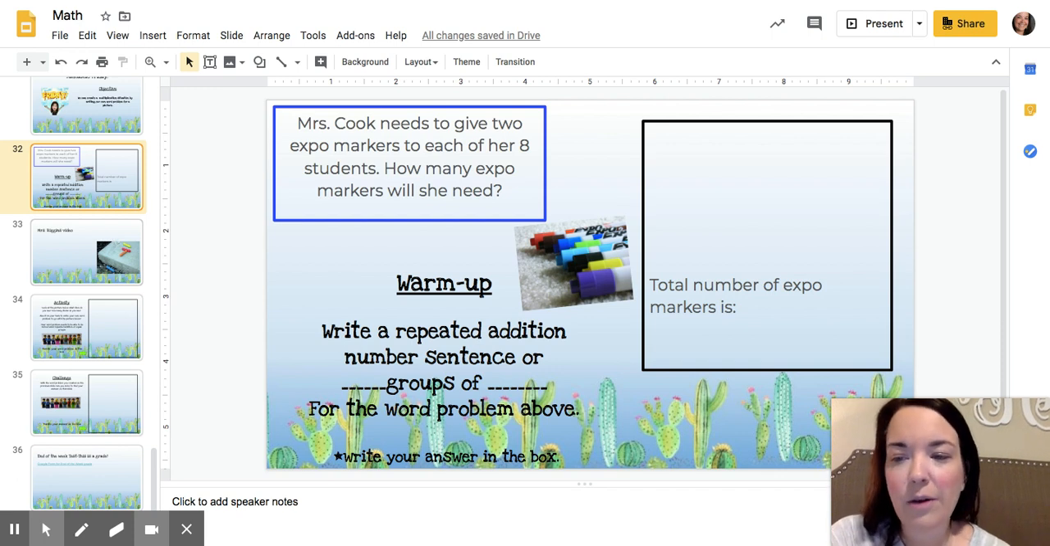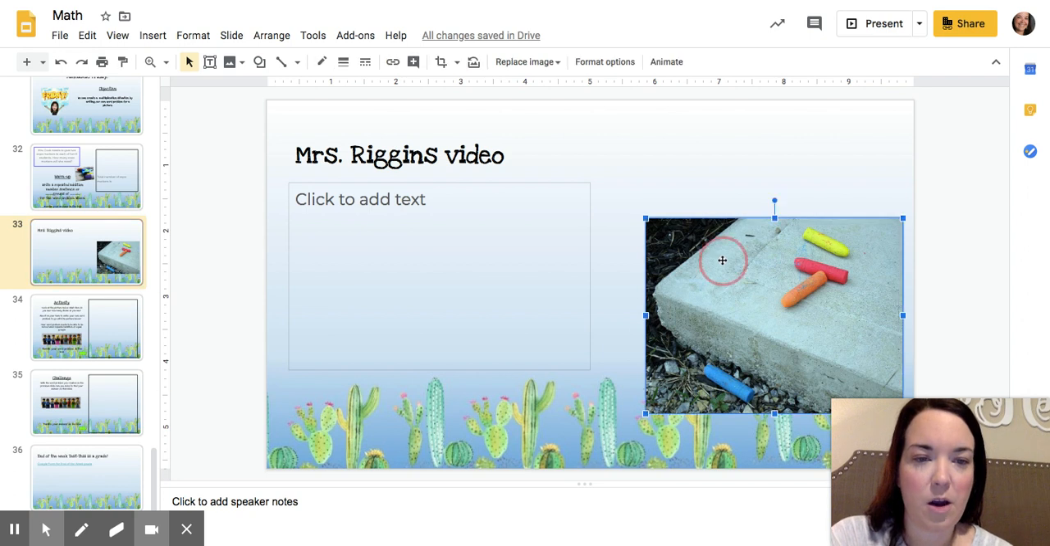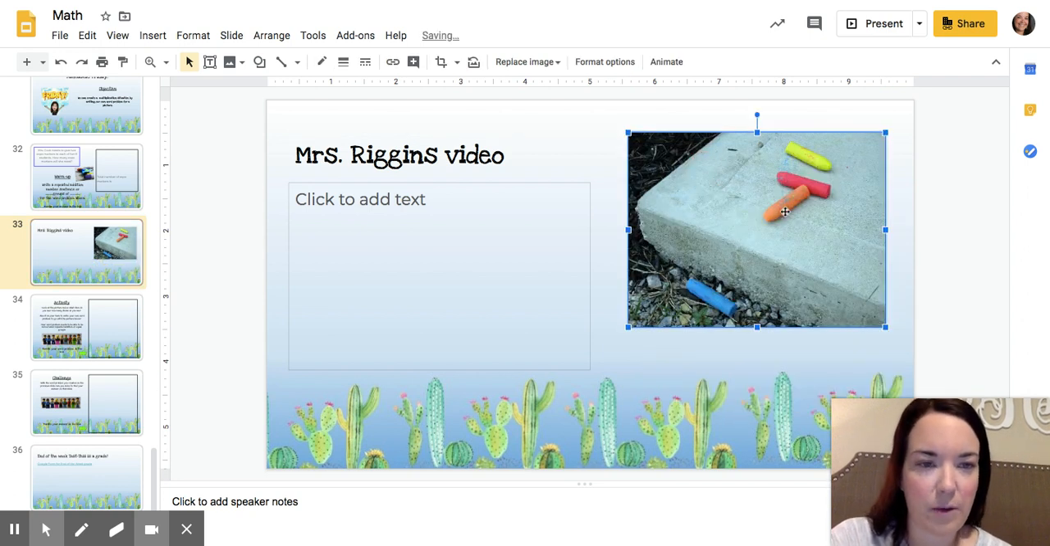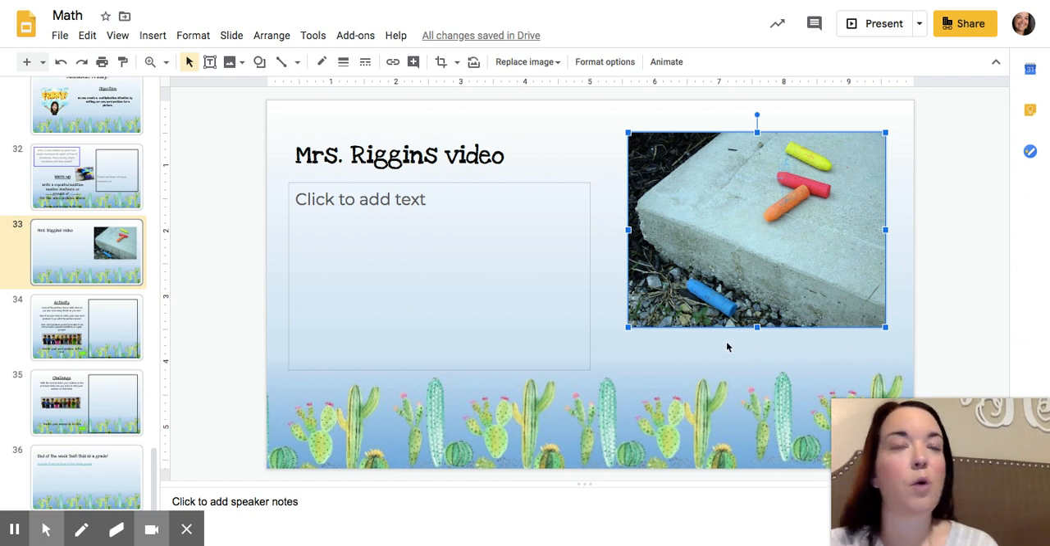So now we are actually going to look at a picture here. We're going to think, what is this picture? When I'm looking at the picture, it is sidewalk chalk. How much chalk do you see in the picture? I see 4 pieces of chalk.